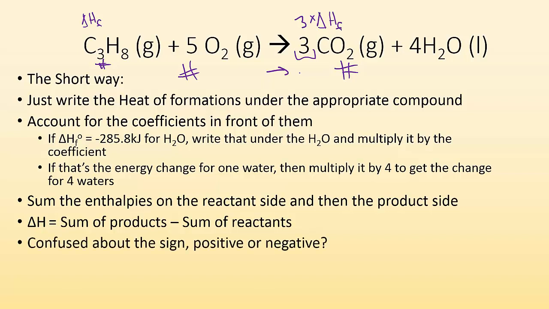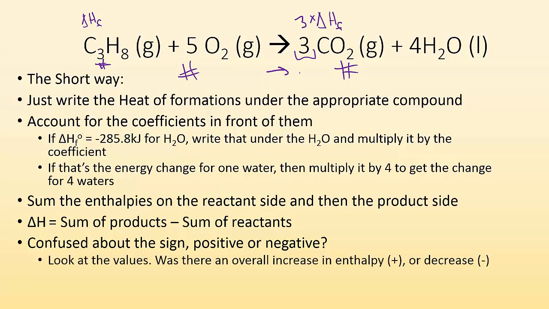And if you ever get confused about the sign, a good way to check to make sure you got the right sign, if it's positive or negative, is to look at the values. Was there an overall increase in enthalpy? Because that'll be a positive delta H. Or was there an overall decrease in enthalpy going from reactants to products? Because if it's a decrease, then it's a negative delta H.